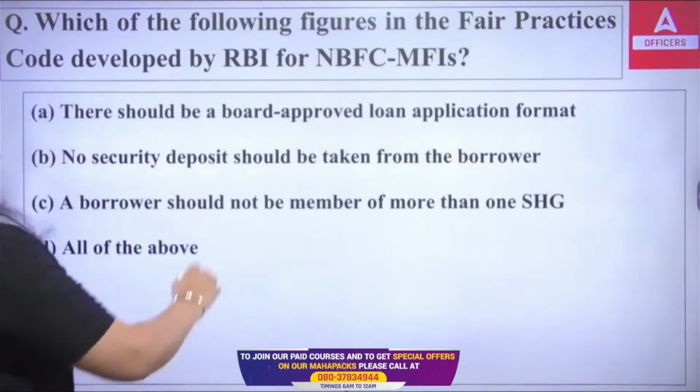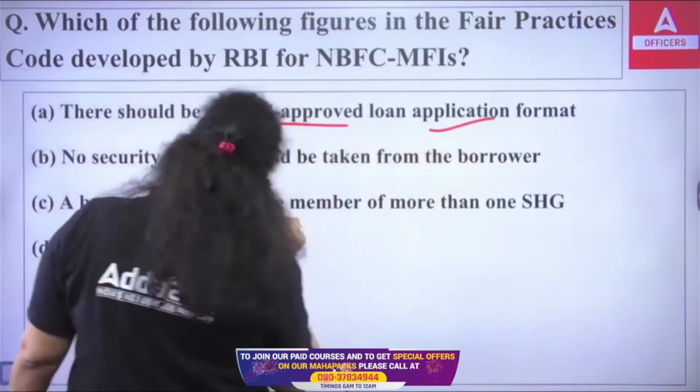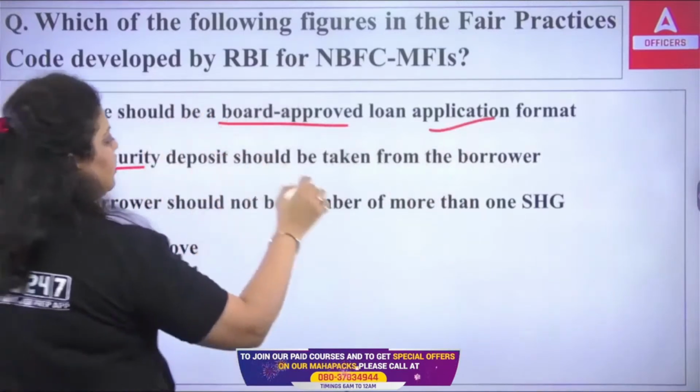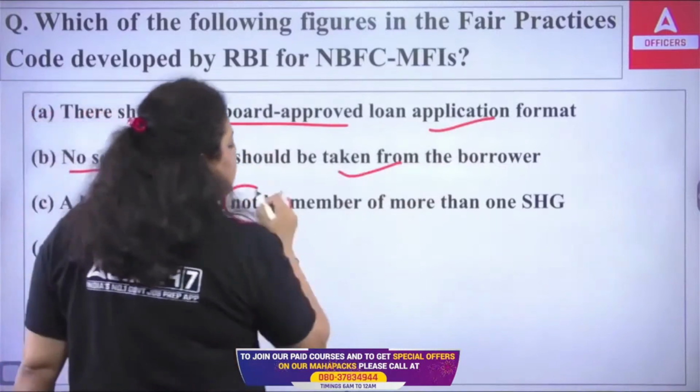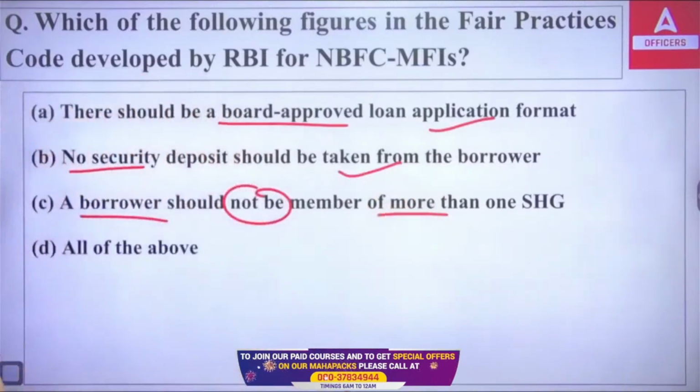First, there should be a board approved loan application format. Second, no security deposit should be taken from the borrower. Third, a borrower should not be a member of more than one self-help group. And fourth, all of the above. So which of the following is a part of the fair practice code developed by RBI for the NBFC MFIs?